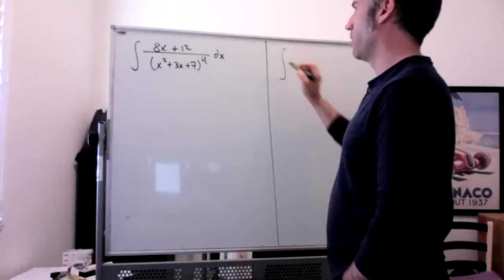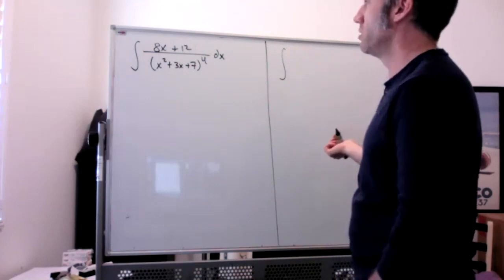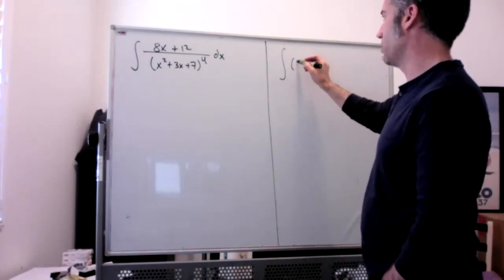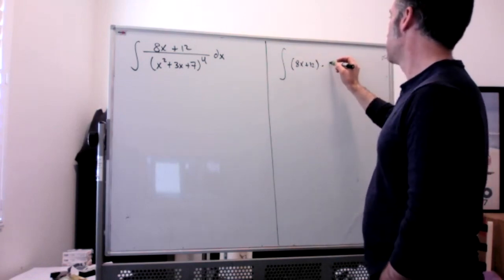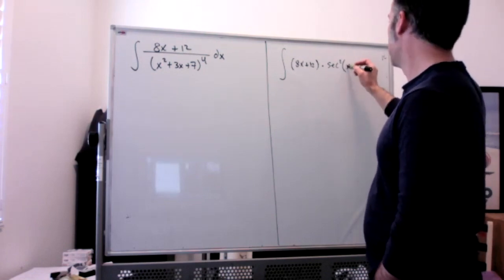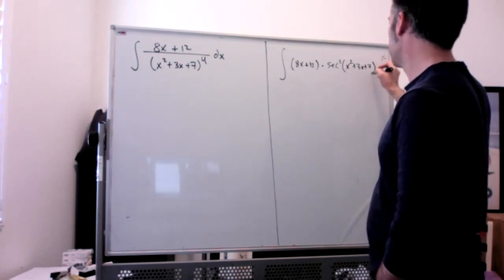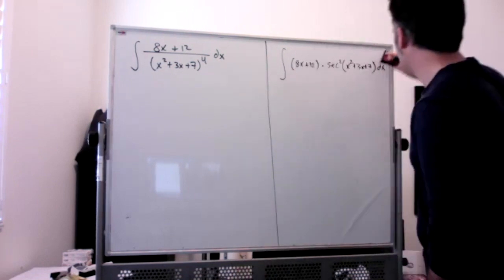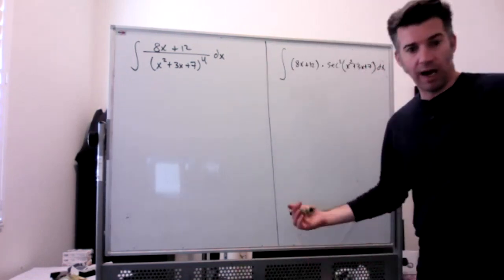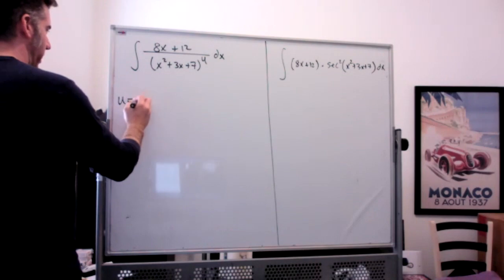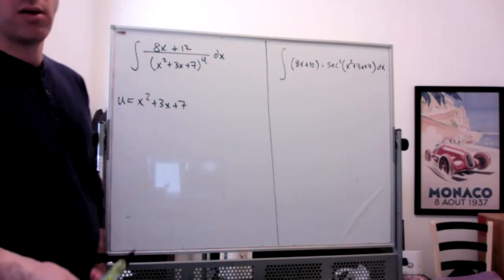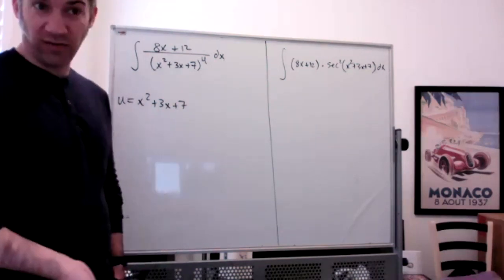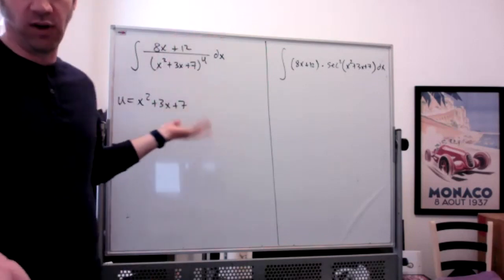You could say, what's the integral of, I don't know, let's say, just to make it a little bit more interesting, we could also look at this one, 8x plus 12 times secant squared of x squared plus 3x plus 7. Both of these problems have the same u choice. And either one of these, we're going to try letting u equal x squared plus 3x plus 7. Because they're both stuck. And hopefully, both of them have their derivative also in the integral. I mean, they have the same pieces, so if one of them does, the other should.